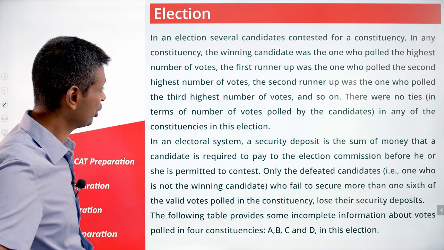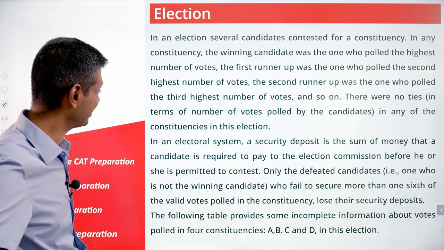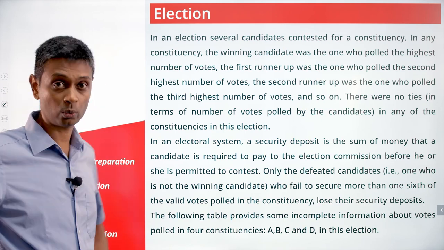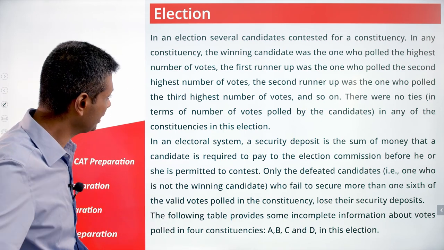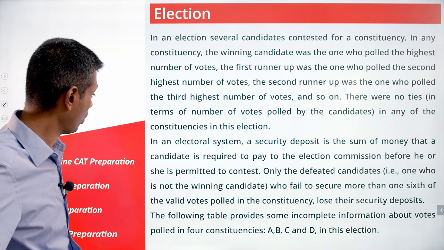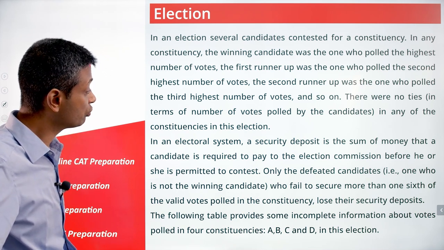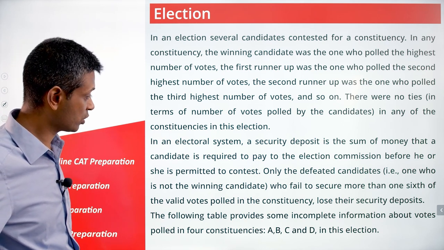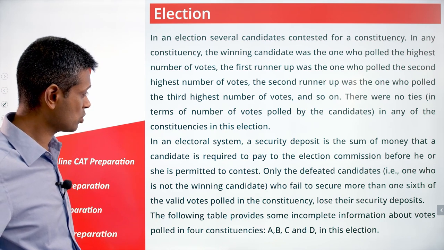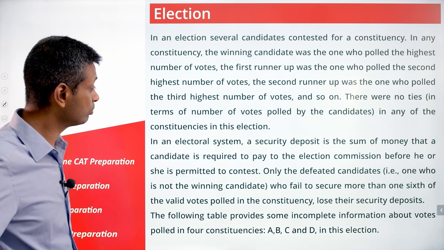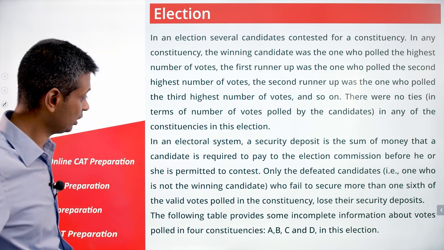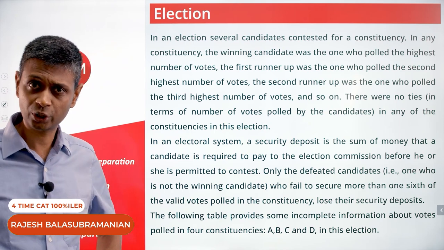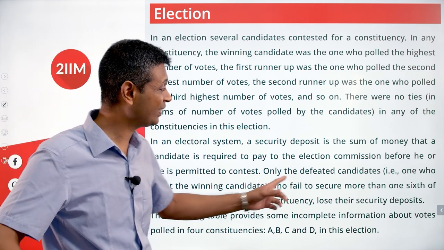In an electoral system, a security deposit is a sum of money that a candidate is required to pay to the election commission before he or she is permitted to contest. You guys should know this. Only the defeated candidates, that is, one who is not the winning candidate, who failed to secure more than 1/6 of the valid votes polled in the constituency, lose their security deposit. If you don't get more than 1/6, then you lose your security deposit. But only the defeated candidates.